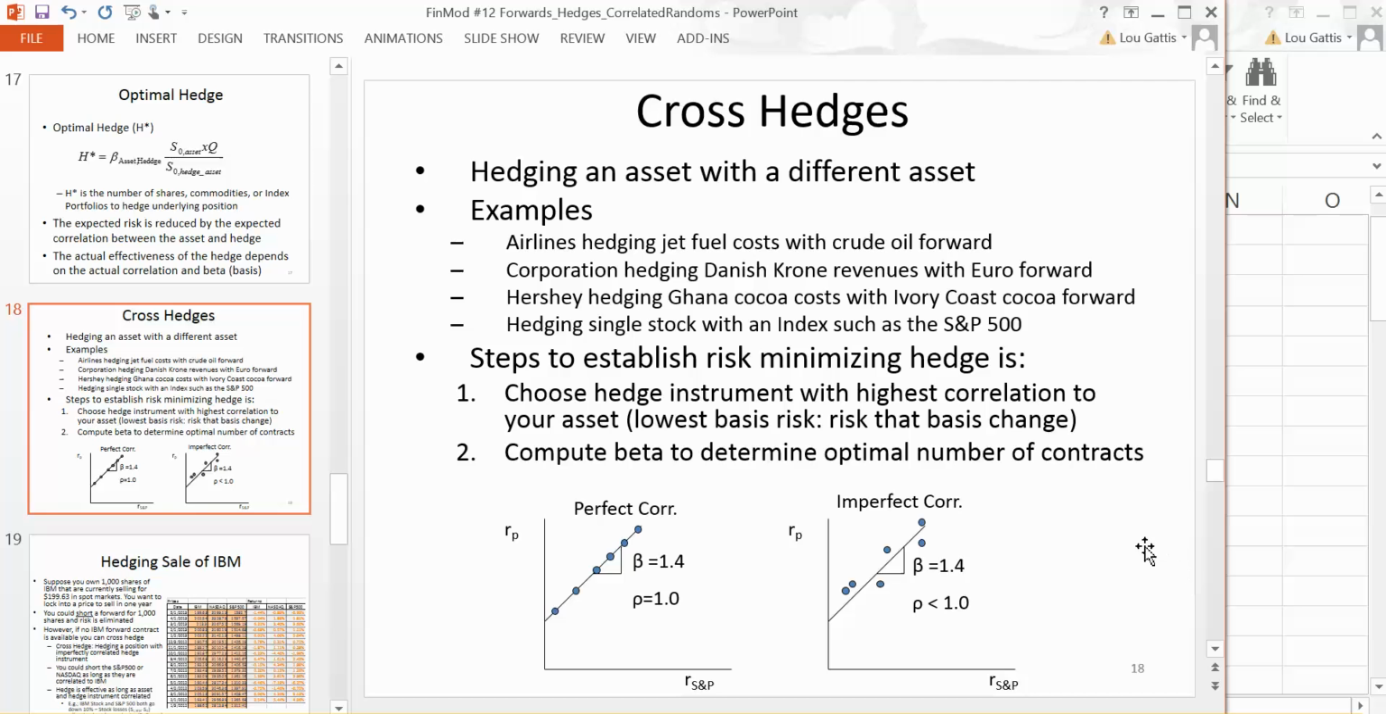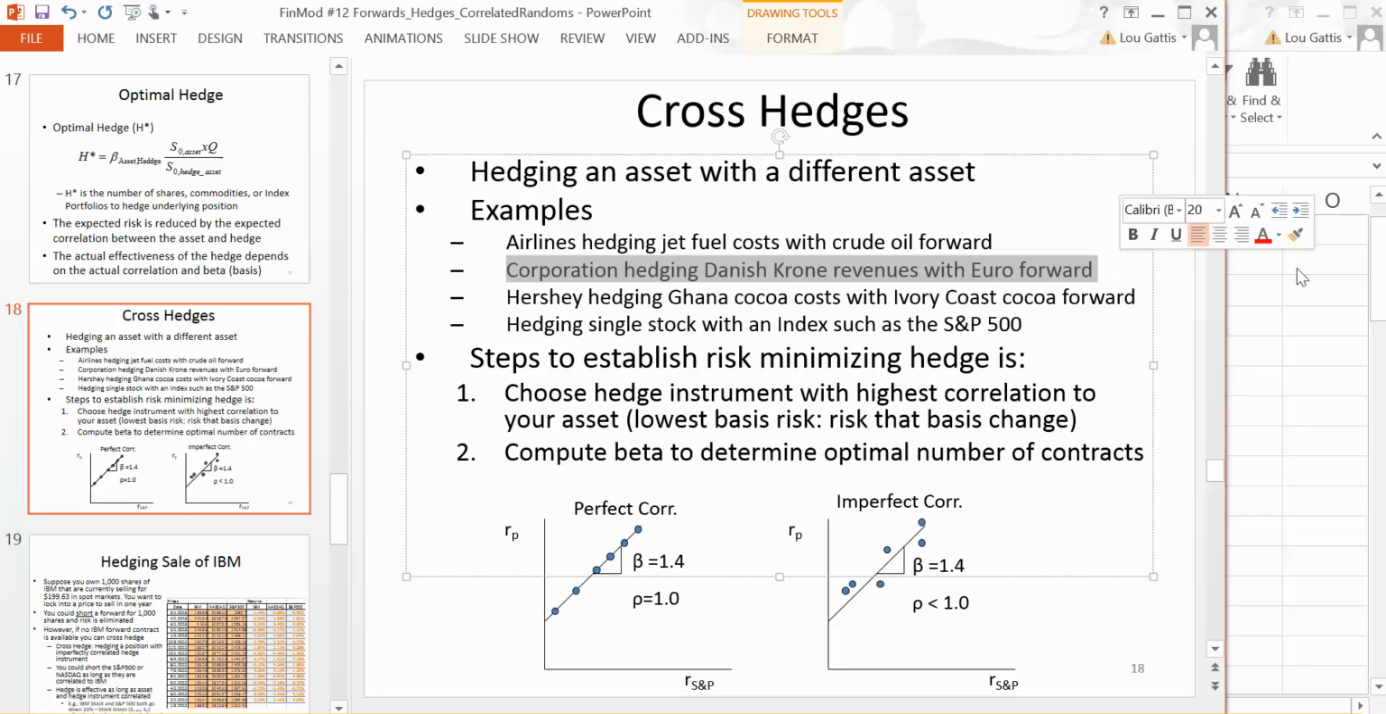So to establish a cross hedge, which is hedging an asset with a different asset, in other words, hedging jet fuel with heating oil, examples of those are, like we just did, an airline hedging jet fuel with crude oil or heating oil forwards. Another example of a cross hedge might be an American firm that has an exposure to changes in the Danish krone.